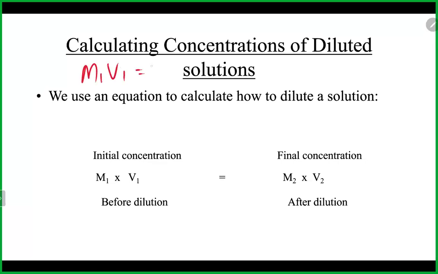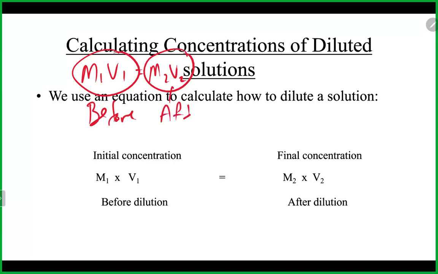V1 equals M2 V2. This is typically before the dilution, and this is typically after. It doesn't really matter, but that's just typically how people usually arrange it. And you could use this formula to figure out, if you added some water to a solution, what the new molarity would be. If you wanted to create a solution with a specific molarity, how much water maybe you need, and how much of the more concentrated solution you would need.